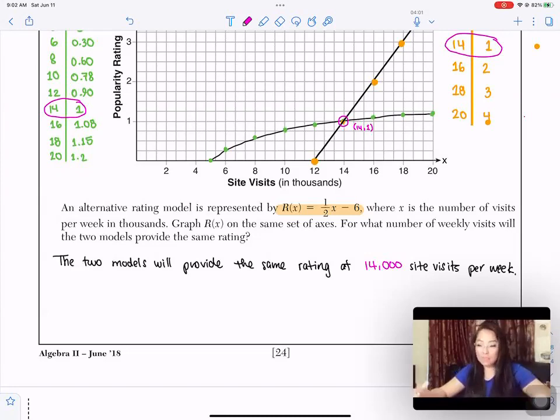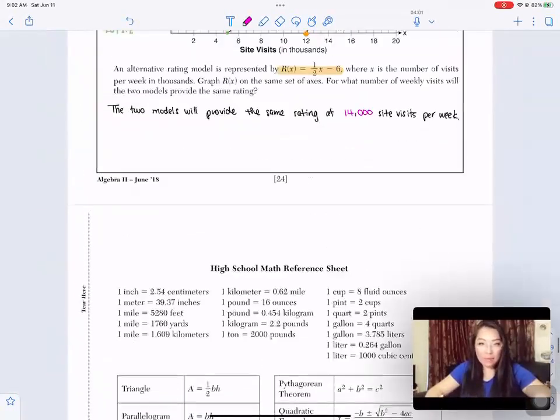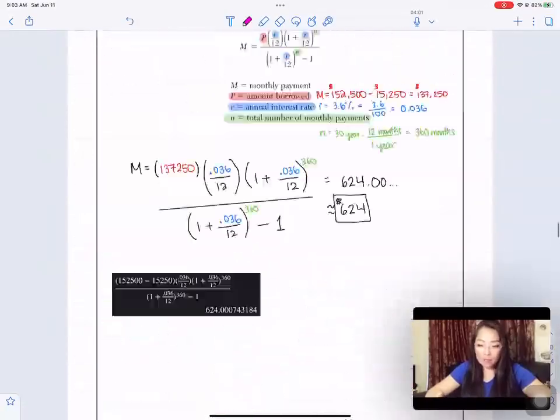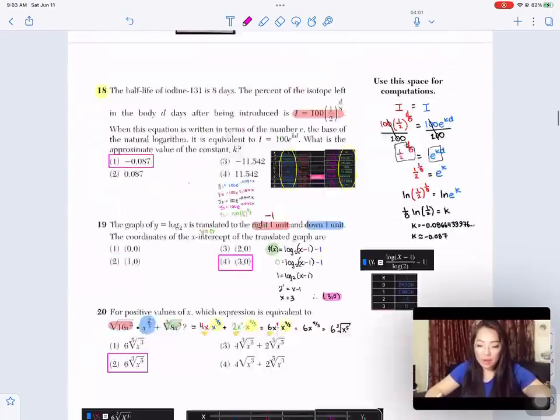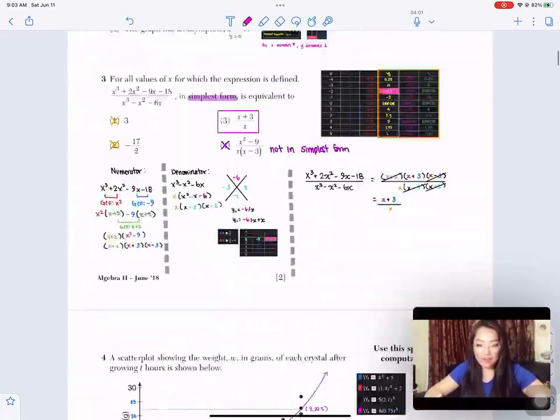So, okay, that is a wrap. This took more than an hour to show you the solution to the entire Regents. But I think it took less than 3 hours.